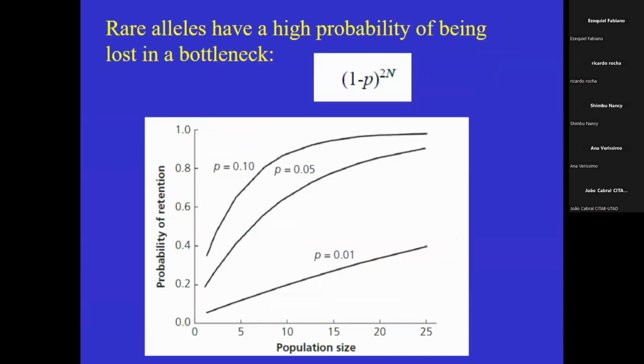And this is a function of rare alleles. If we go through a bottleneck, it's very likely that rare alleles are going to be lost. So for example, if we have an allele at a frequency of 1%, and we go through a bottleneck of 5, 10, 15, 20, or 25, even with 25 individuals, we're most likely going to lose an allele which is at a frequency of 0.1%.